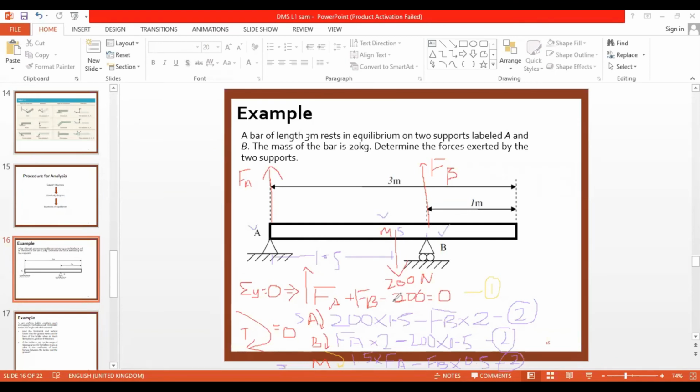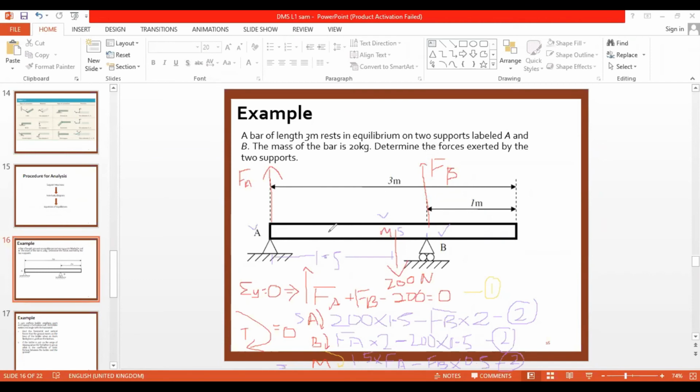Okay, so now can somebody tell me which of these three would be easy to solve? A, B, or M? So here we have three special points. A is where FA is acting. M is where the mass is acting. B is where force B is acting. So these are the three special points.